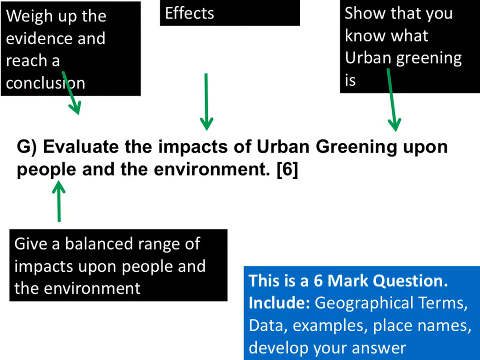And here we've got the question, which is evaluate the impacts of urban greening upon people and the environment. So at this point, if you want to write the question down, feel free to annotate the question. The first bit is evaluate, which is weigh up the evidence and reach a conclusion. The word impact simply means the effects of something. Somewhere in your work you'll show you know what urban greening is. You don't need to write the definition, just weave it into your answer somewhere so it's obvious you know what it means.